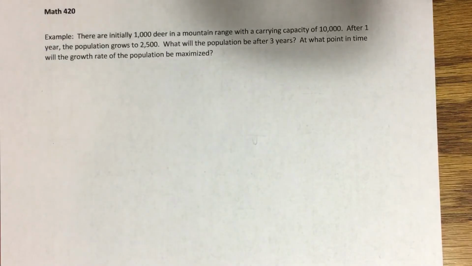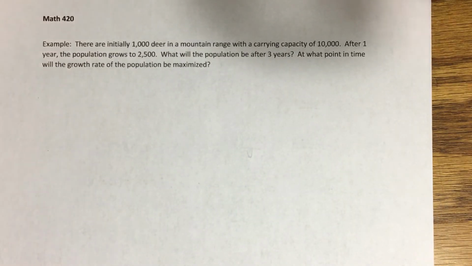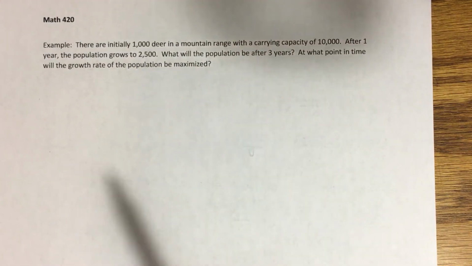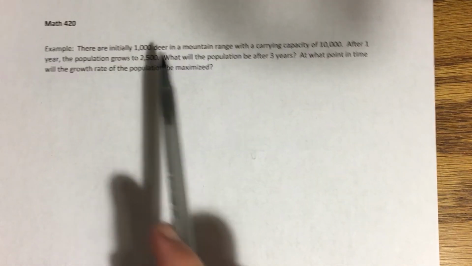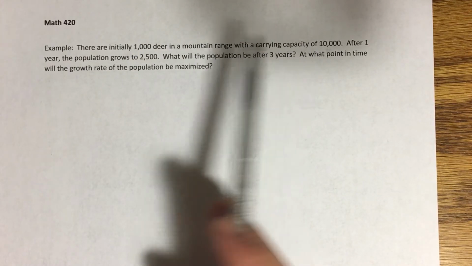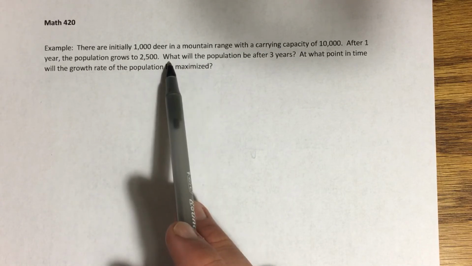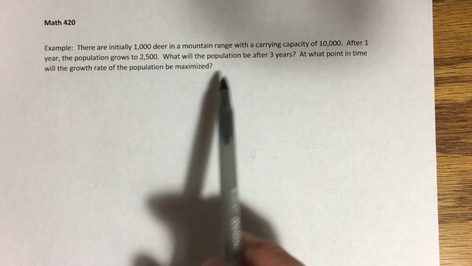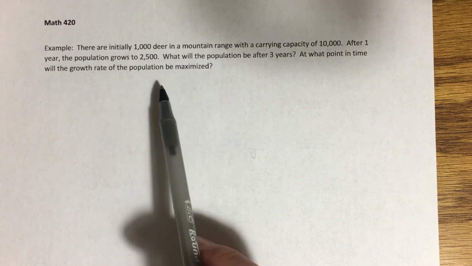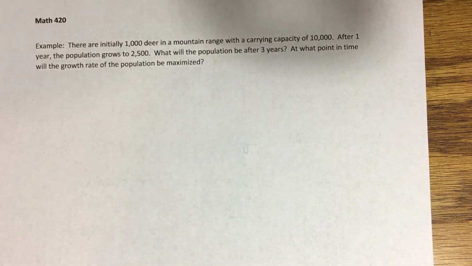So to wrap up this section, I'd like to do an example where we have to use the logistic model. Here's what we know. There's initially 1,000 deer in a mountain range with a carrying capacity of 10,000. After 1 year, the population grows to 2,500. What will the population be after 3 years, and at what point in time will the growth rate of the population be maximized? We're assuming a logistic model for population growth here.